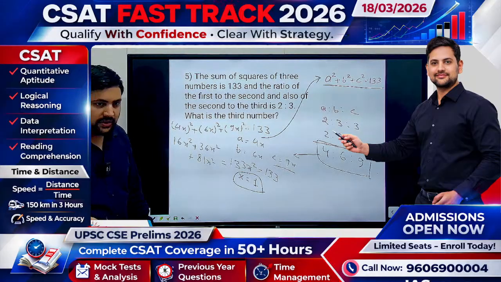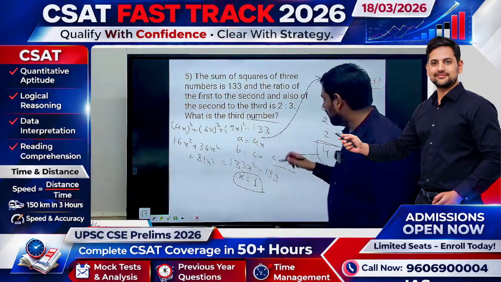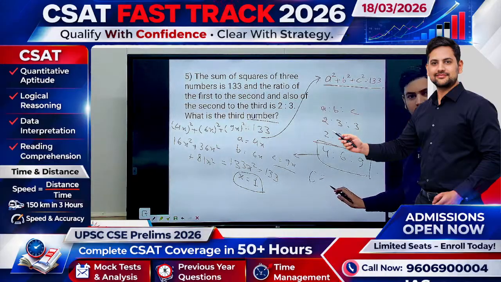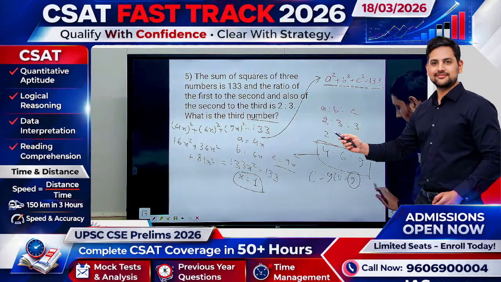Now, once you get x is equal to 1, what is it asking? The third number. Third number is C, equal to 9x. So 9 into 1. So C came out to be 9. That's it.